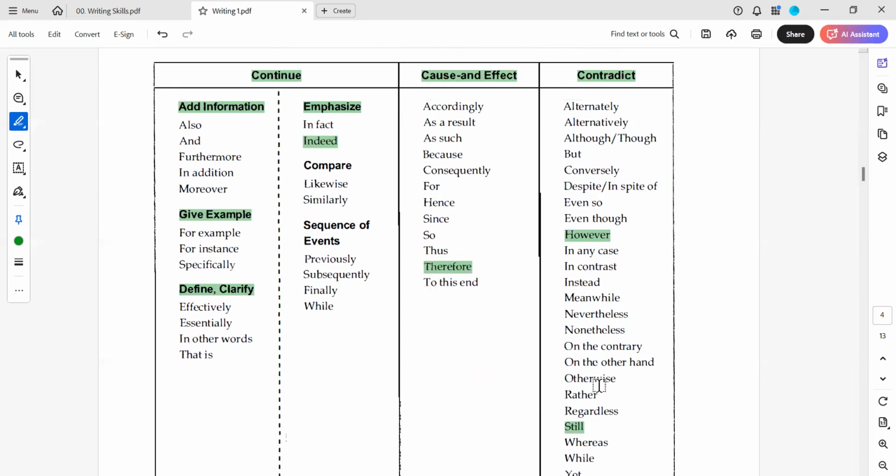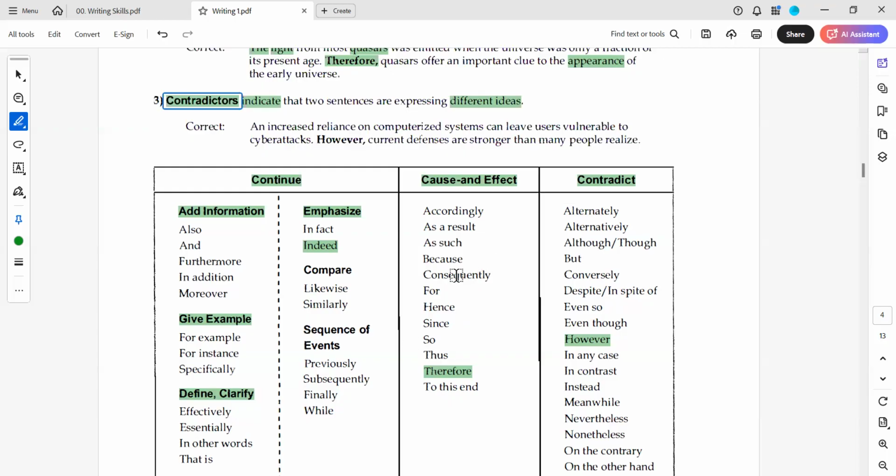We already know all of them. What could be the difference here? The difference here is having all of them classified according to their function. There are three relationships in the English language. You should know them very well, and you need to know those transitions as classified by their functions. So here we have continue relationship. These are all the continuers you need to know. In case we have cause and effect relationship, we need cause and effect transition. Here you have all of them. In case we have contrast, here you have all contradictors. So we must memorize that page.